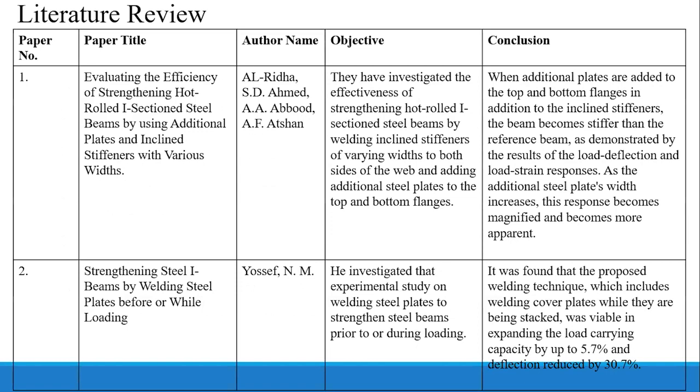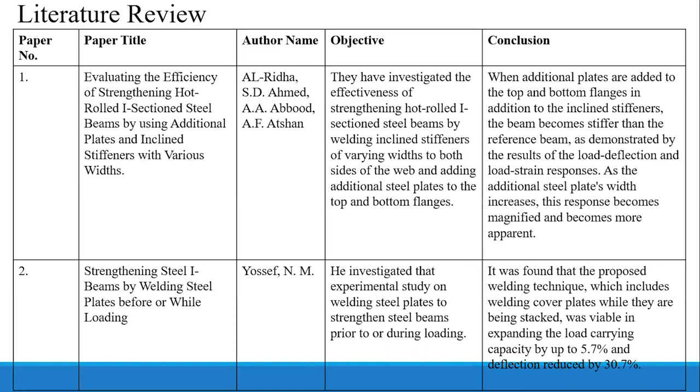These are the literature review. Very few researchers have reviewed the steel strengthening technique. First paper is evaluating the efficiency of strengthening hot rolled I section steel beams by using additional plate and inclined stiffener with various widths. The objective of this paper is the effectiveness of strengthening hot rolled I section steel beams by welding inclined stiffeners of varying width to both sides of the web and adding additional steel plates to the bottom and top of the flange.